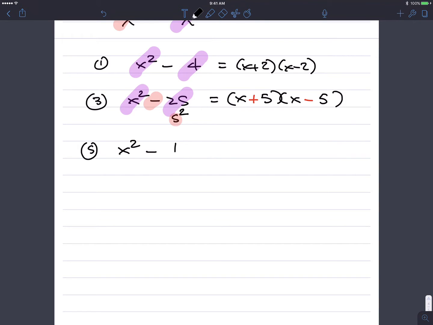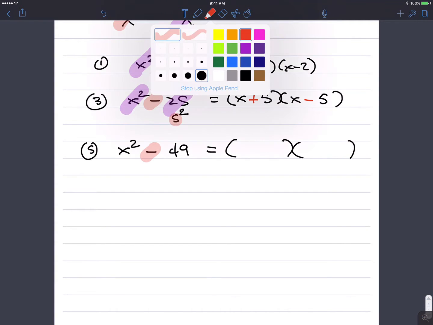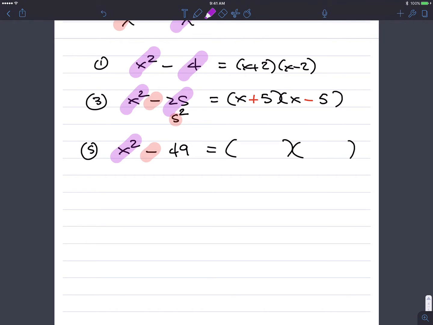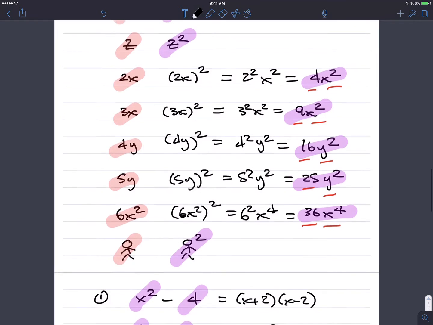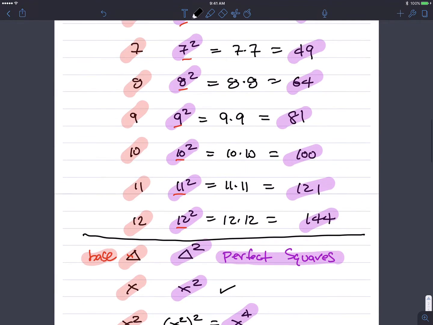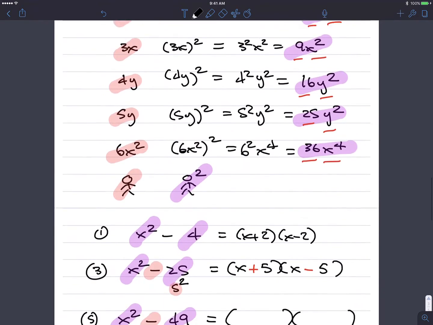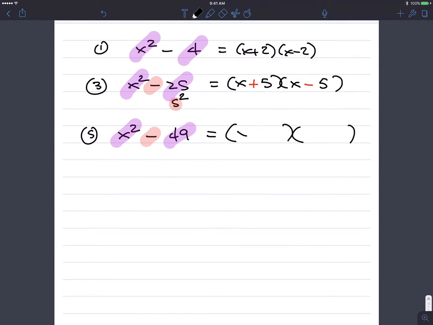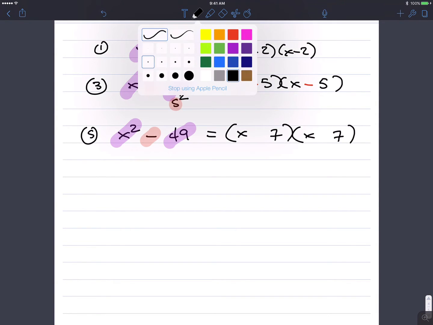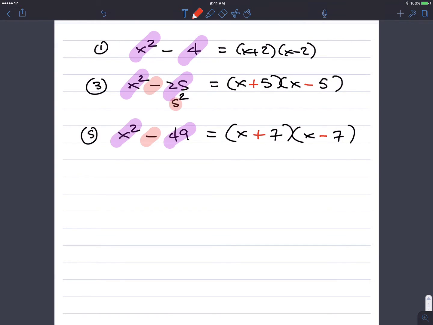X squared minus 49. Let's check. I got a difference. I got a perfect square. That's x squared. Is 49 another perfect square? Is that on the list? Let's see. Yep, perfect square. Okay. The base is 7. So I'm going to use that. X, my base is 7. 7 and 7. Don't forget plus and minus. You're done.